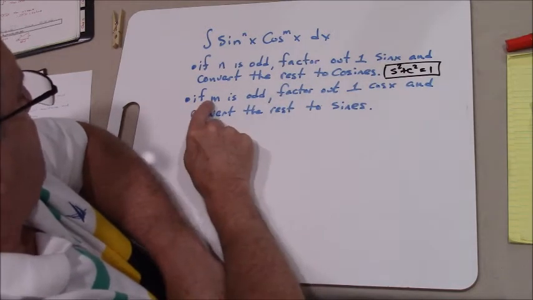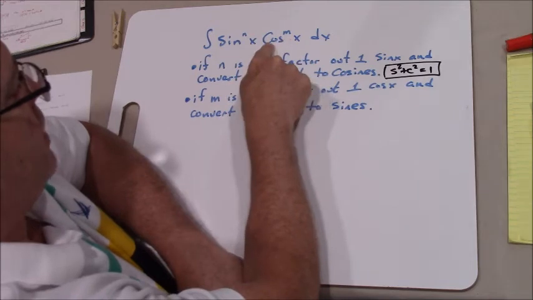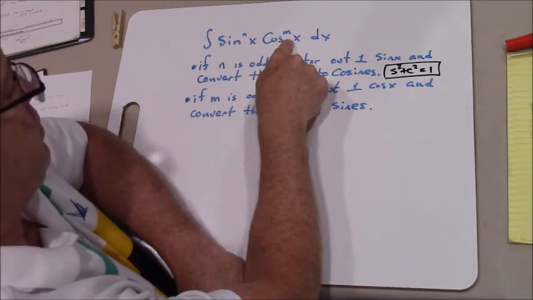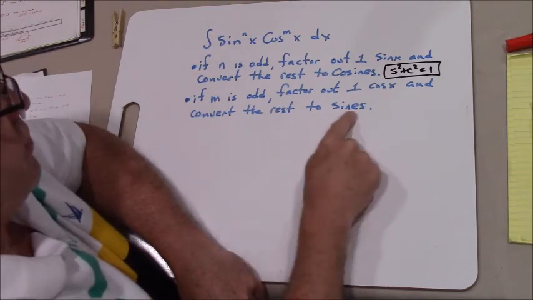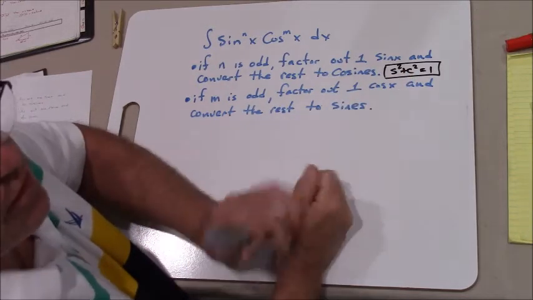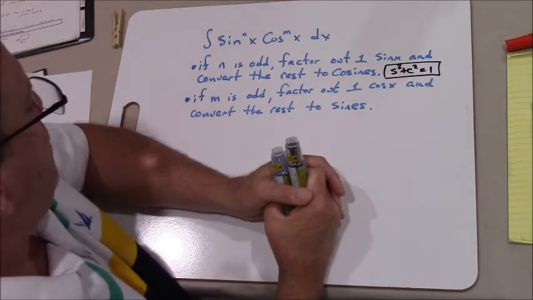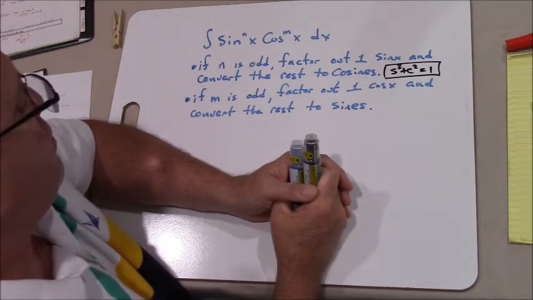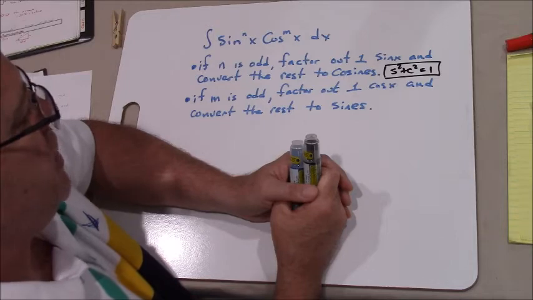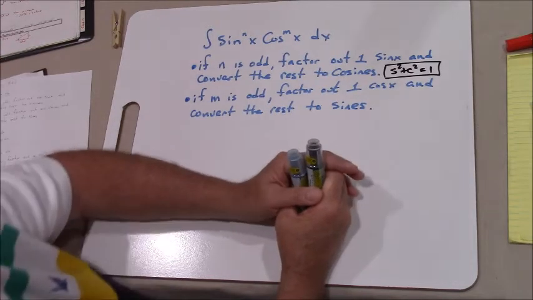Okay. If m is odd, so my cosine is raised to an odd exponent, same thing. Factor one cosine out and convert the rest to sines, using that same Pythagorean identity. If they're both odd, then just pick one. Pick whichever one you think is going to be the easiest. Okay? So let's do an example here.